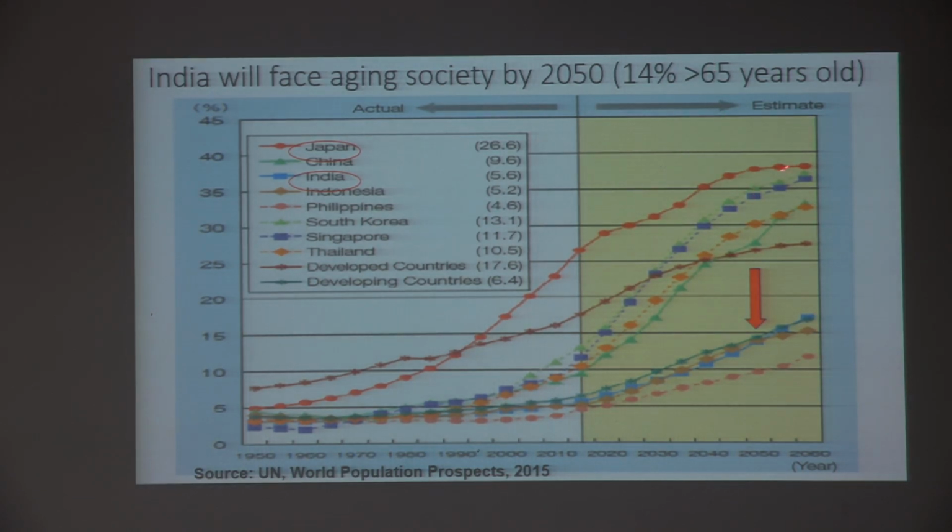In Japan, almost 40% will be people who are over 65 years old. All other Asian countries will be aged societies by 2050.